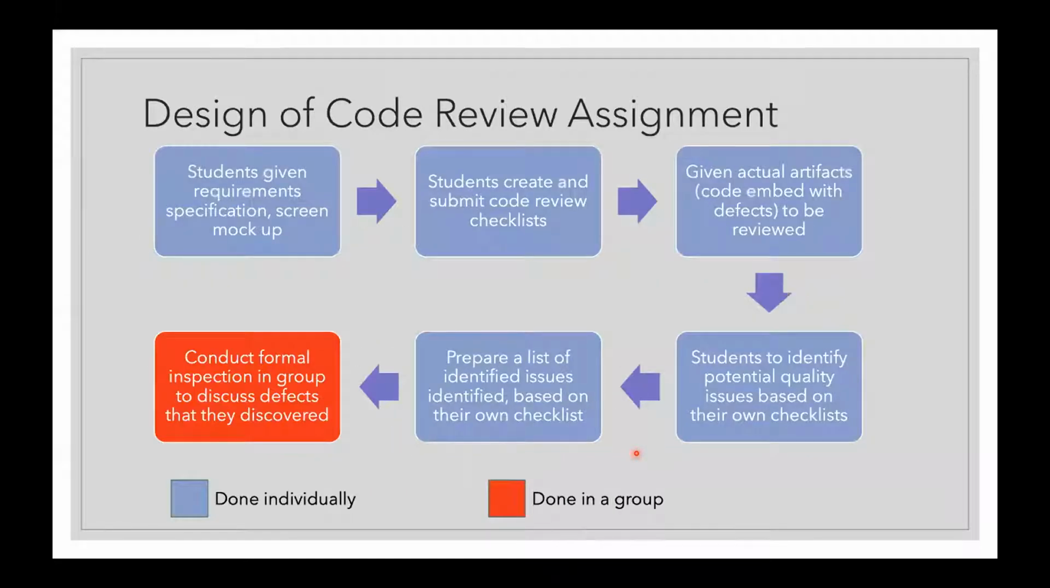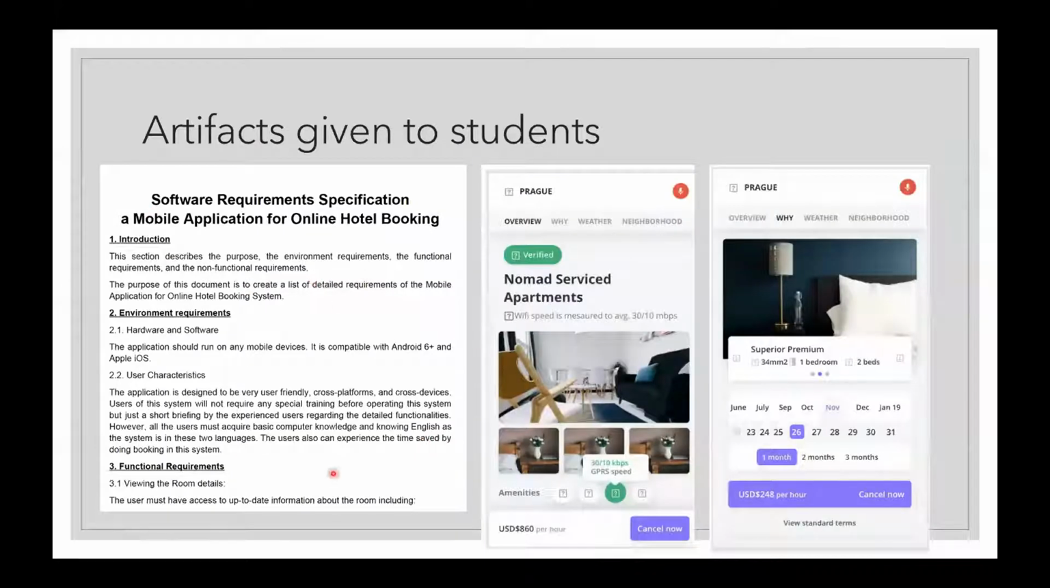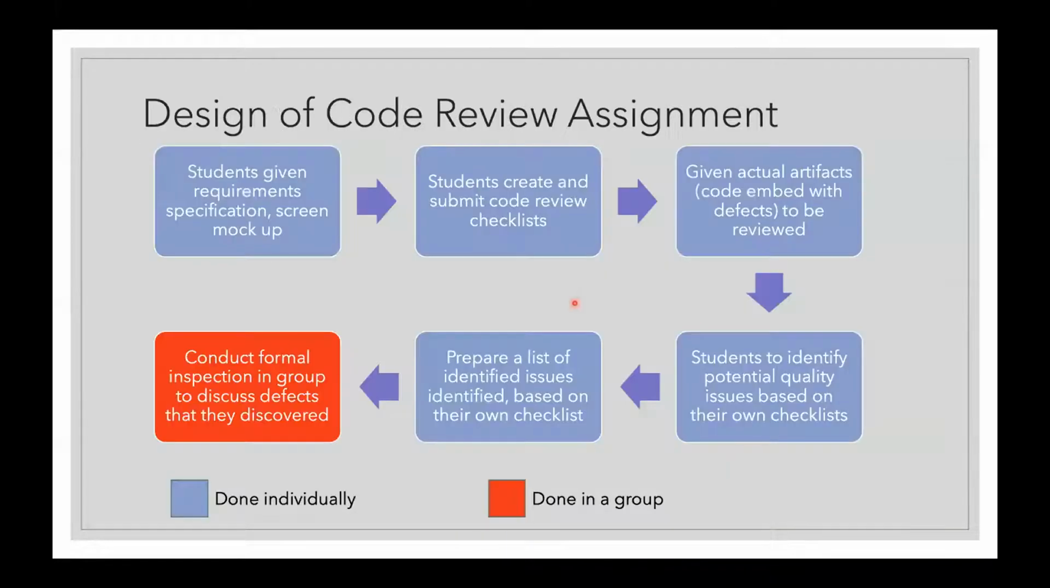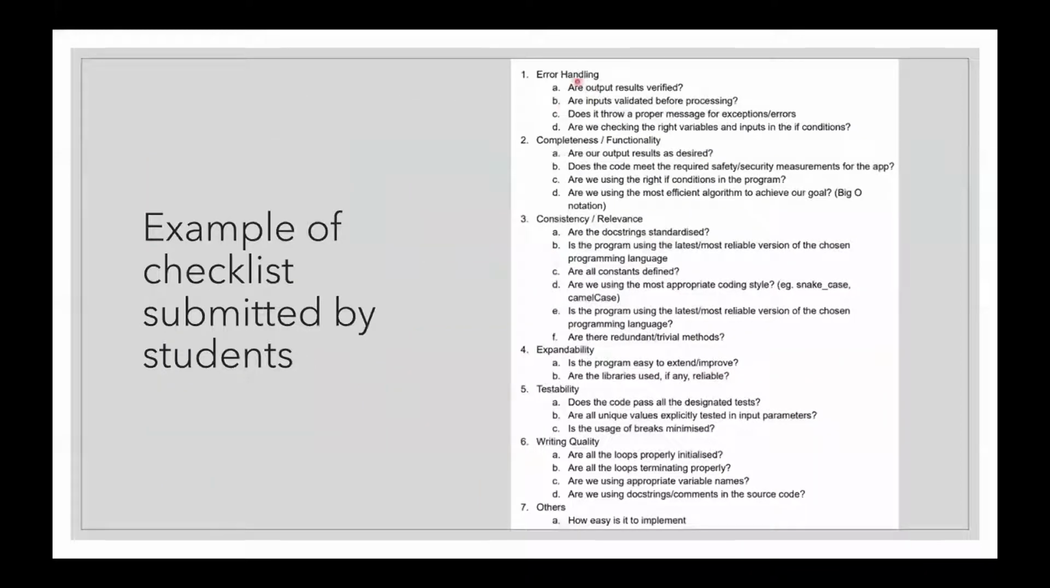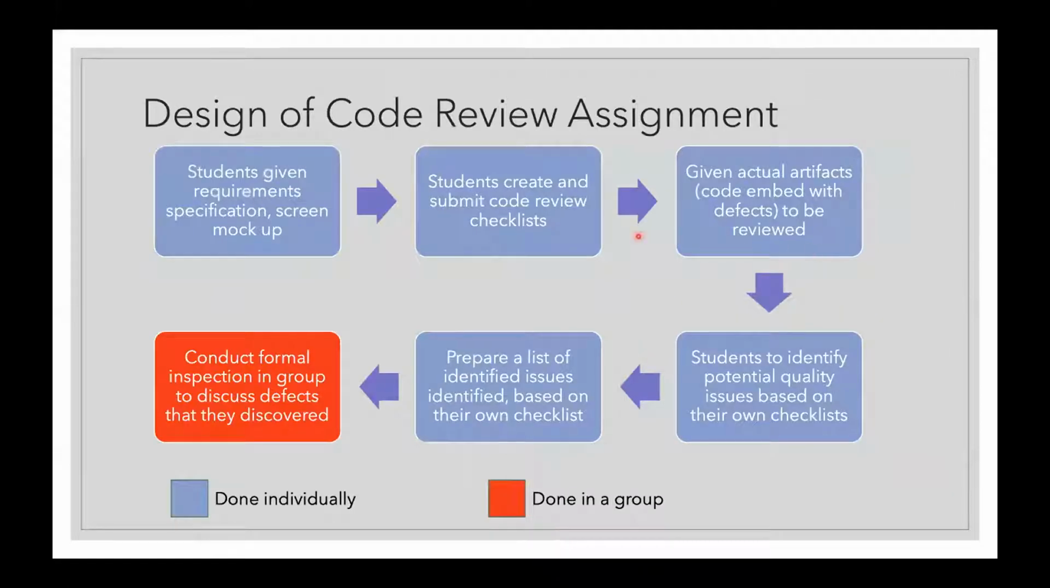We have prepared a code review assignment in the following manner in order to answer the two questions. First of all, the students are given the requirement specification and screen mockup of a particular case study. This is an example where we have provided some software requirement specification followed by the screen mockup. Following that, students are required to create and submit their code review checklist based on the artifacts given to them. This is an example of the code review checklist submitted by the students. They can put it into different categories if they want to, but each checklist item is in a question format. Based on that, they'll be given the actual code artifacts to be reviewed.